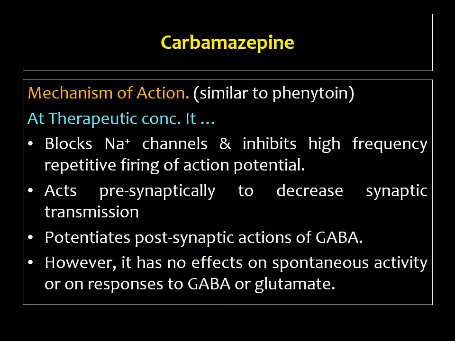Now the next important drug is carbamazepine. Remember, its mechanism is similar to phenytoin. At therapeutic concentration, it blocks sodium channels and inhibits the high-frequency repetitive firing of action potentials. It acts presynaptically to decrease synaptic transmission, or potentiates the postsynaptic action of GABA, increasing the inhibitory effect of GABA. However, it has no effect on spontaneous activity or on the responses to GABA or glutamate.